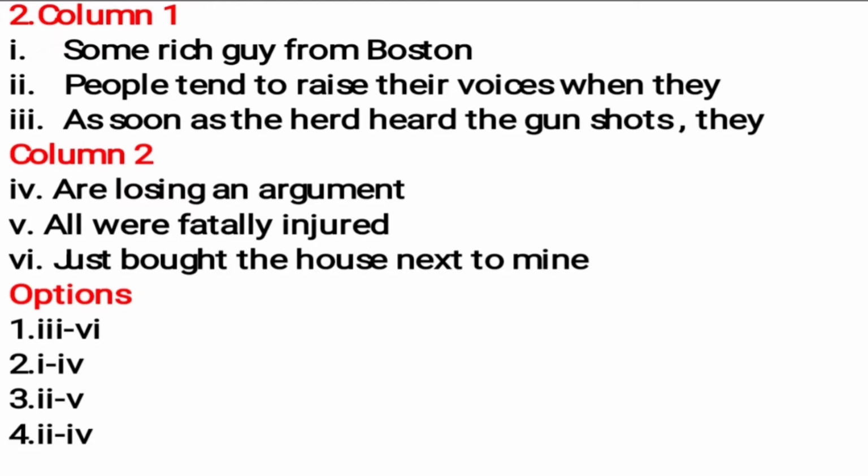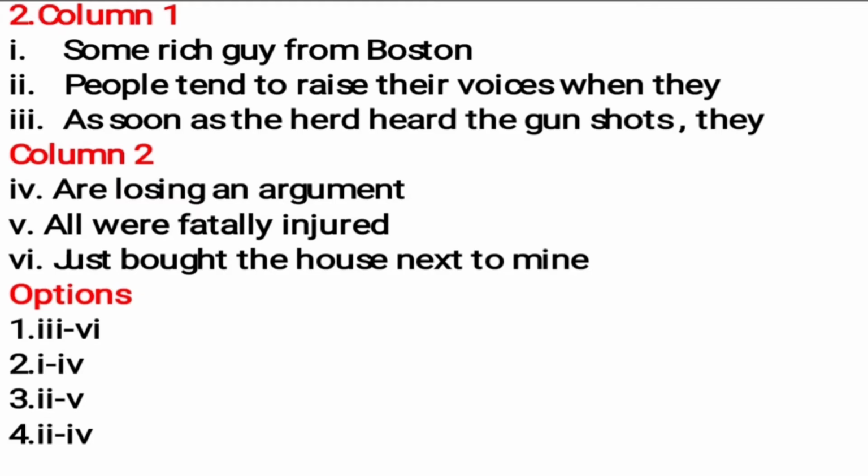No, they heard only gunshots, not that they directly fired those guns, they were not actually fired. Okay, they heard the shots, that's all. So it is probably not your answer, all were fatally injured. There is no such word like firing. So they heard, that's all. So that is not correct, you no need to bother about that one.